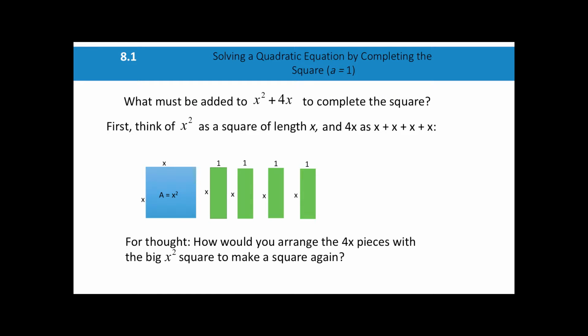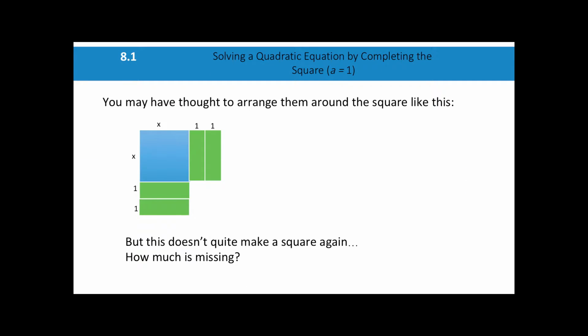So I want you to think about how you would arrange the 4x pieces with the big x squared to make a square again. You can pause the video and think about what that will look like. How can you take these 4 smaller pieces and arrange them with the big piece to try to keep it a square? After you have thought about it, you can unpause.